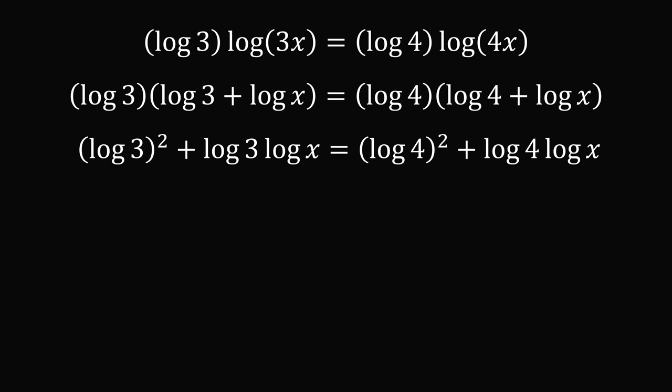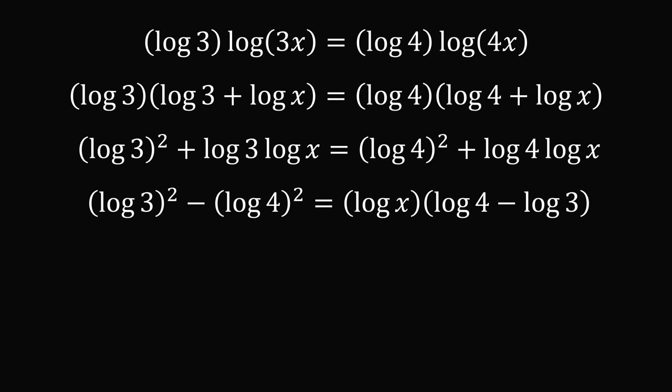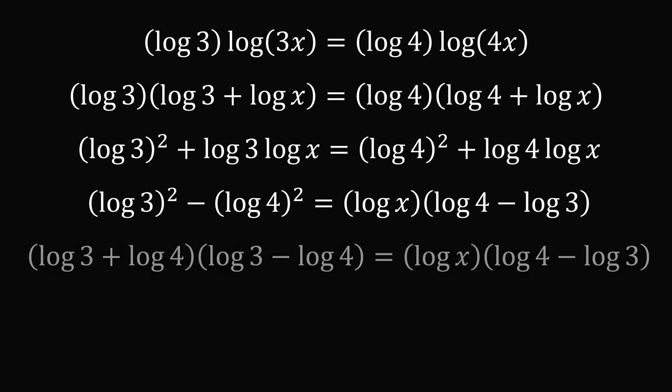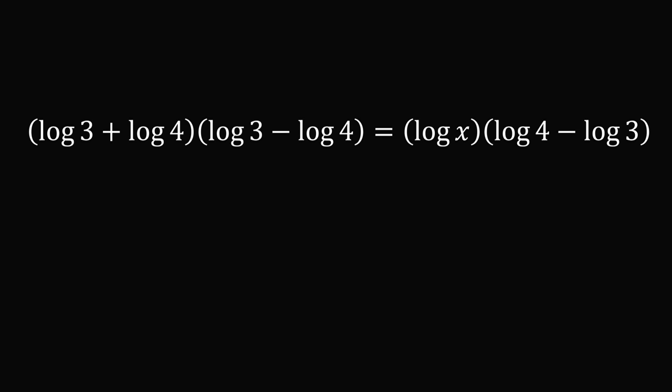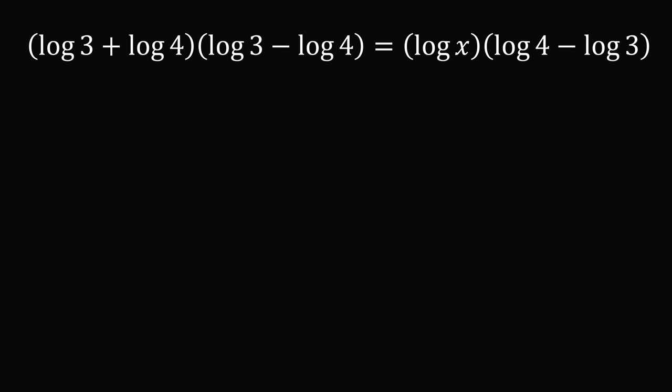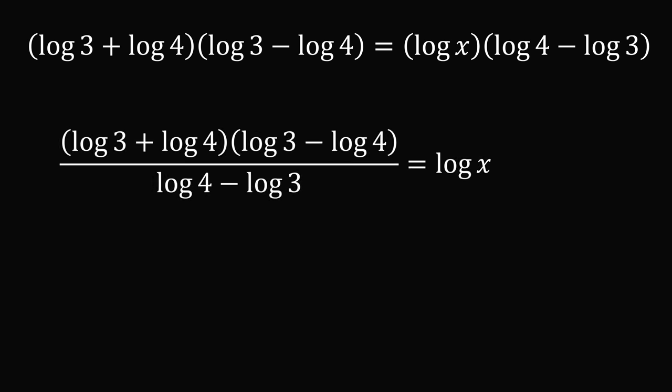So on the right-hand side, we have log x and we factor. So we have log 4 minus log 3. And on the left-hand side, we have the square of log 3 minus the square of log 4. The left-hand side is a difference of squares, so we can factor it as the product of their sum and their difference. So now let's work from this equation. We'll divide both sides by log 4 minus log 3.